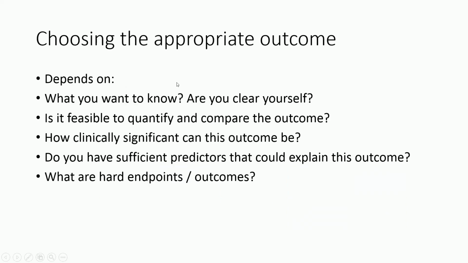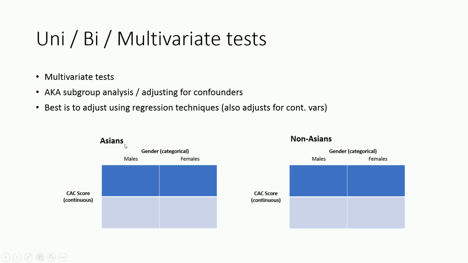The next thing is to understand how to choose an appropriate outcome. There are several things that you need to consider. Some of them have been listed here. So first, you should know what you're looking for, and what you want to know about that variable, and you should be clear yourself. Now, for example, in this earlier example, we had a CSE score.